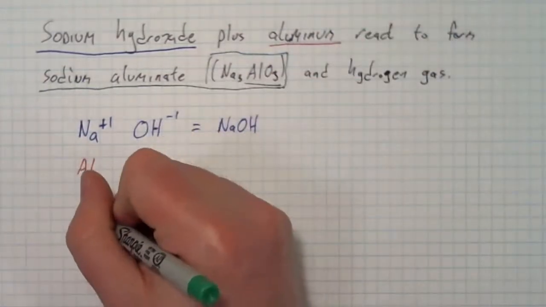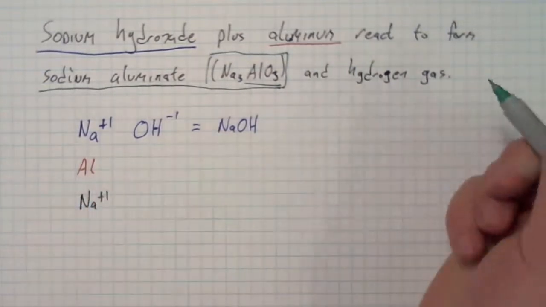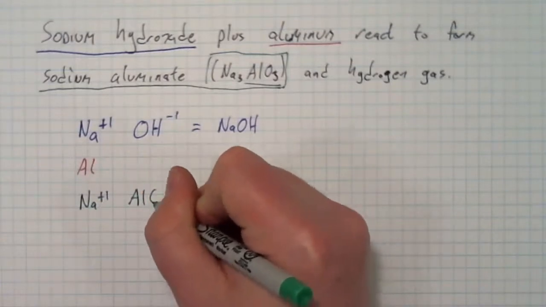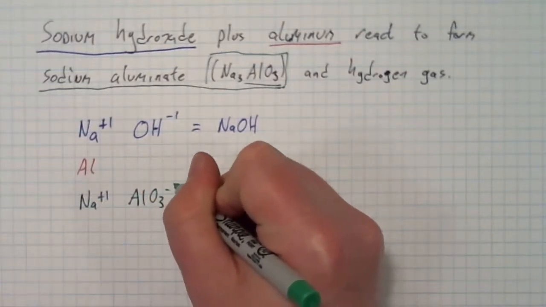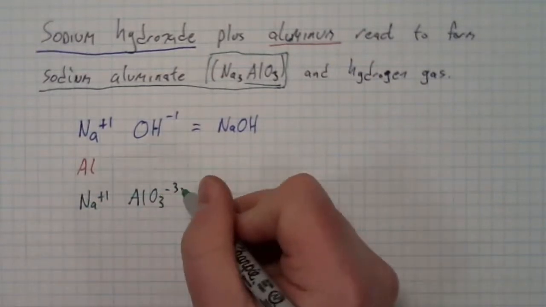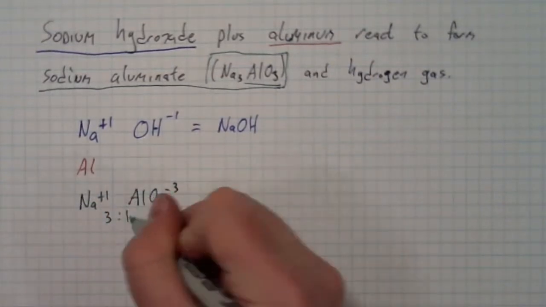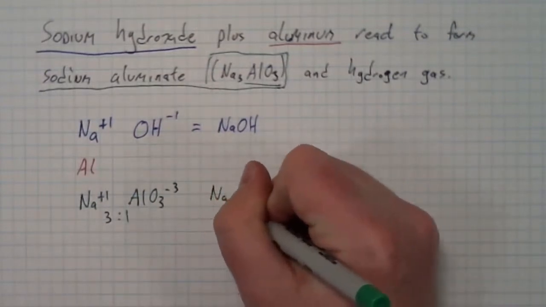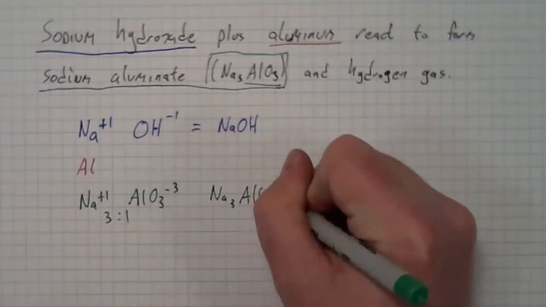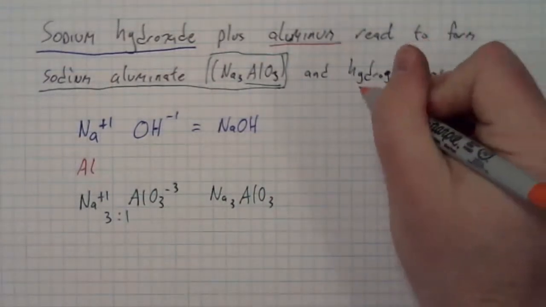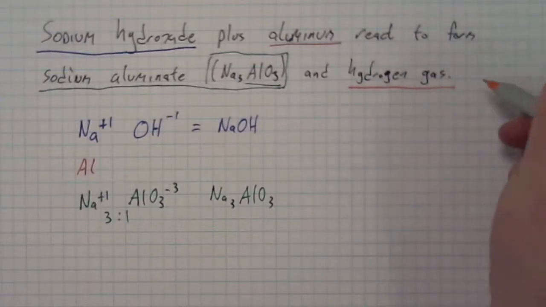But just in case, we're back to Na with a +1, and aluminate is AlO3 with a -3. The way these balance out is you need a 3-to-1 ratio to cancel out the charges. So that's where the Na3AlO3 comes from. And last but not least, we have hydrogen gas.